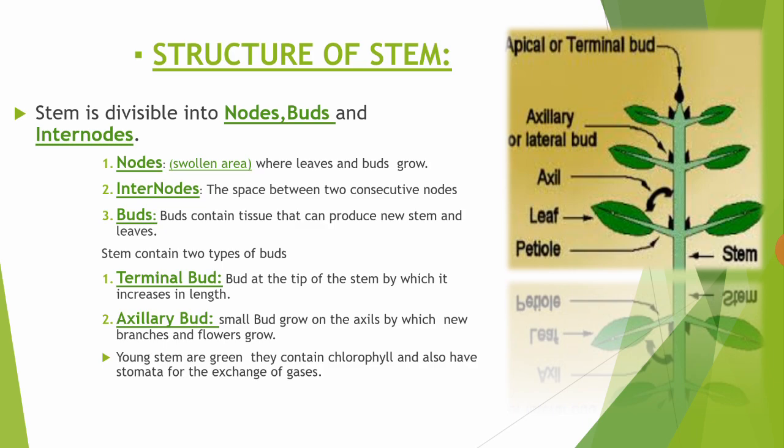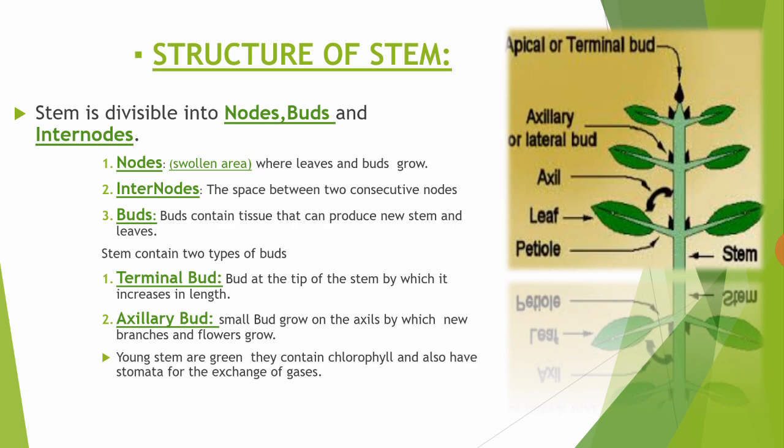Some stems contain two types of bud, terminal bud and axillary bud. The terminal bud is present at the tip of the stem, which increases the length of the stem. And an axillary bud is a small bud which grows on the axil. Now what is the axil? The axil is the junction of the stem where new branches and flowers grow.